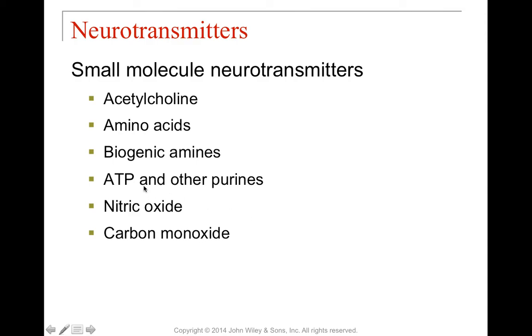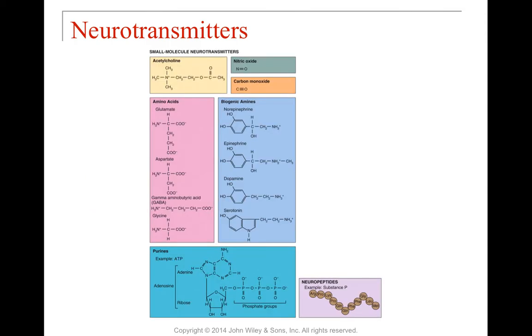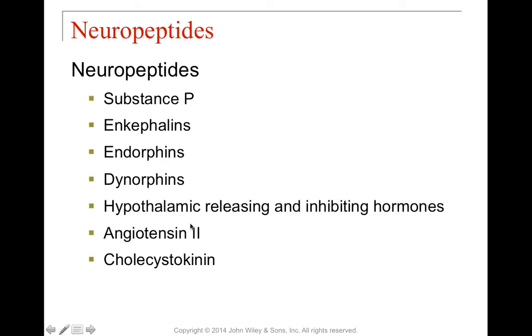Multiple different neurotransmitters exist. Generally, for the purposes of our class, we'll be talking about acetylcholine, but there are other neurotransmitters that you may run into throughout your college career. I'm not going to ask you about the chemical structure of any of them, but some of them include acetylcholine, nitric oxide, carbon monoxide, several different amino acids, including glutamate, aspartate, GABA, purines, and neuropeptides. Again, I'm not going to quiz you on any of the neuropeptides, but this is just a list of them if you'd like to further review them in the future.